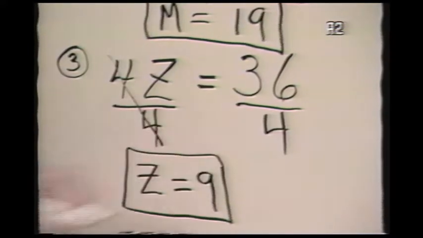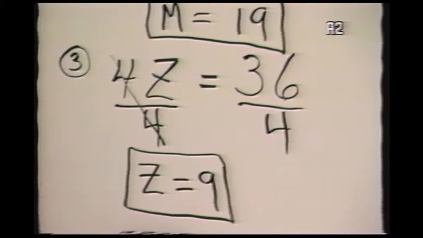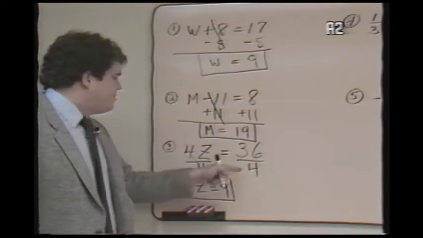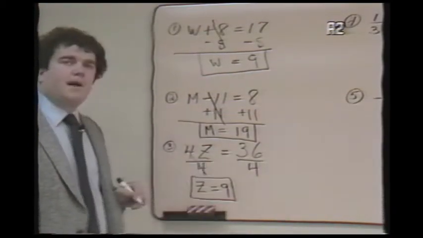Z will equal 9. Now remember, what I do to one side of the equal sign, I should do to the other side of the equal sign. In this case, I divided each side by 4.